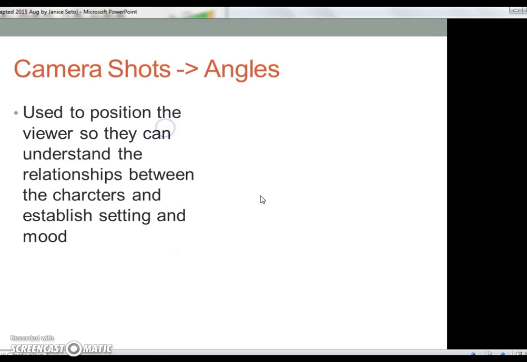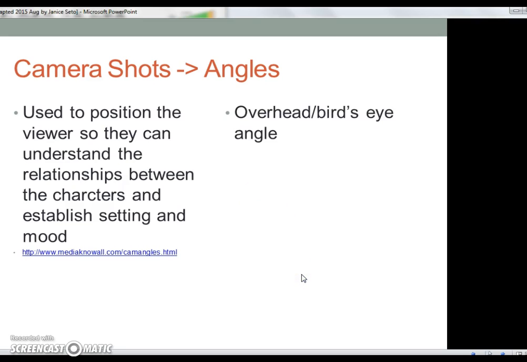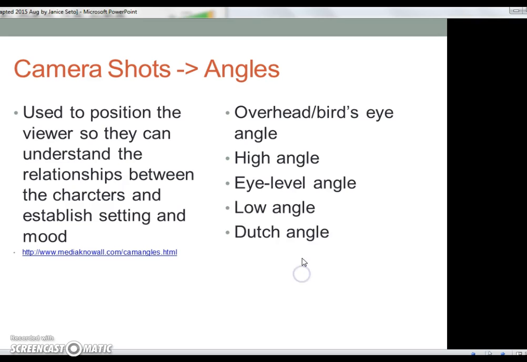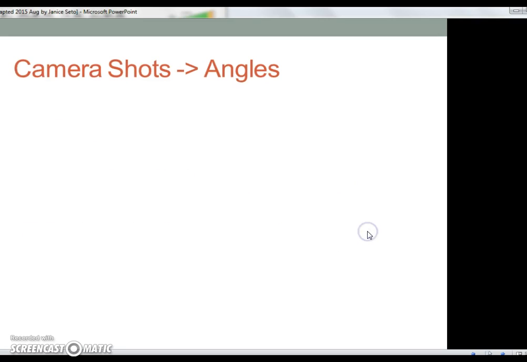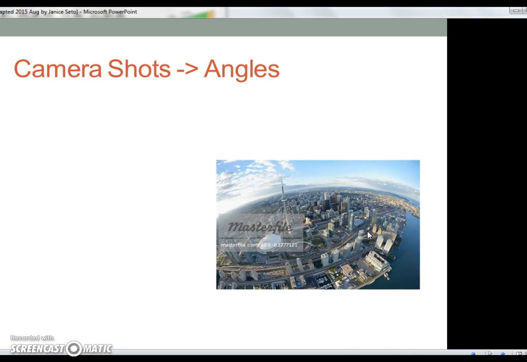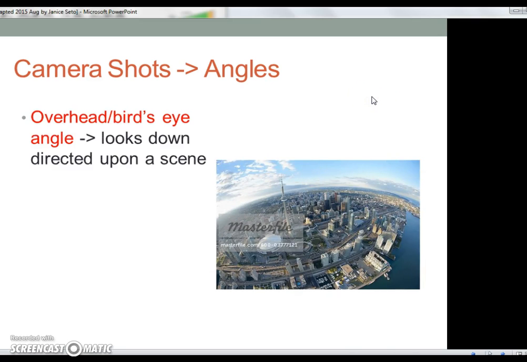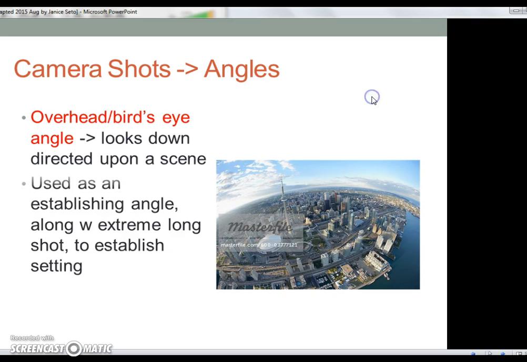There we are. So what we're doing now is moving from the camera shots to the angles. And so I'm just going to show you a few clips where you can see these different angles. So I'm going to show you overhead, high, eye level, low angle, Dutch angle, and then oblique canted angle. And they have different effects. So the first one, the bird's eye. This is not from a movie, but it is a bird's eye angle looking down on a scene.